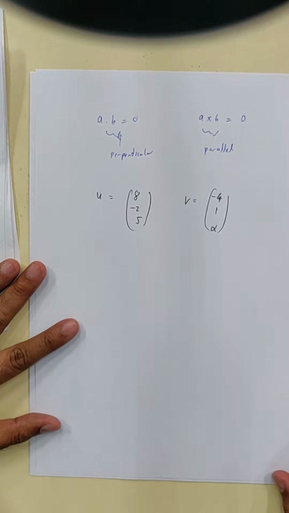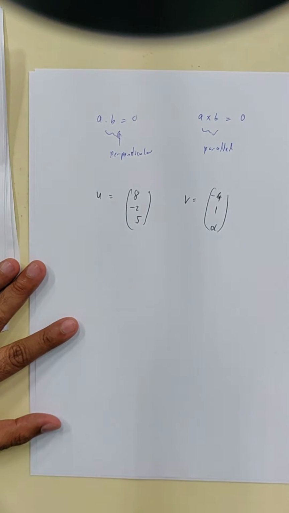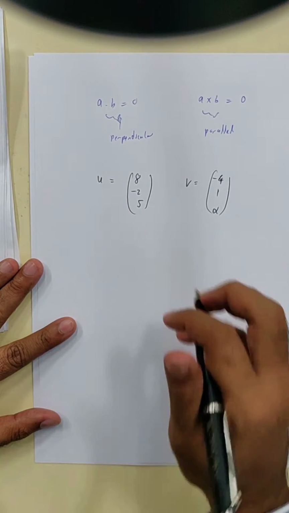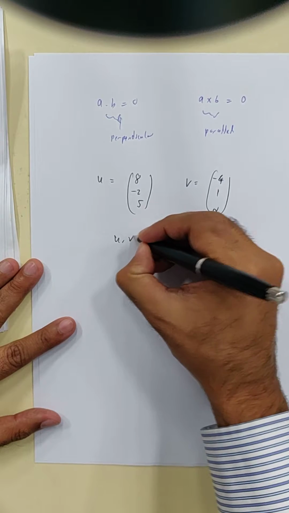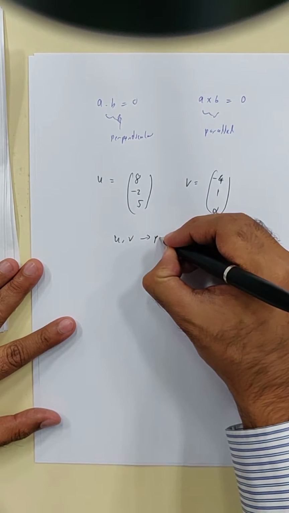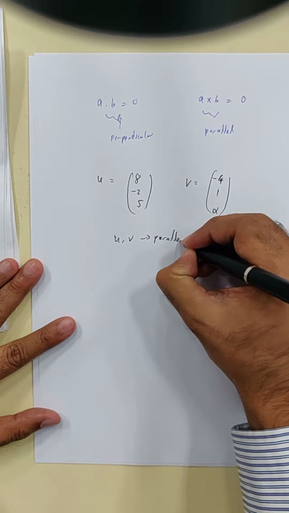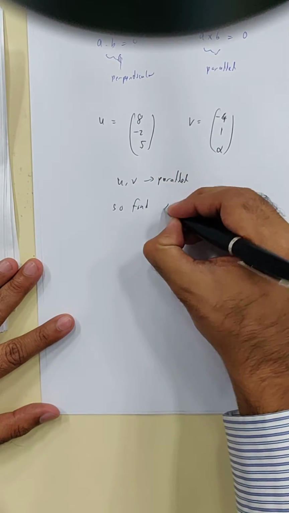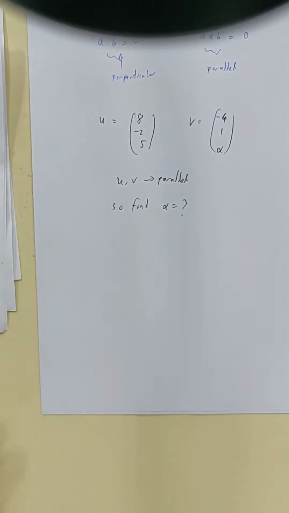Okay? Alpha. And I told you that u and v, they are parallel. So find alpha equals to what? How?